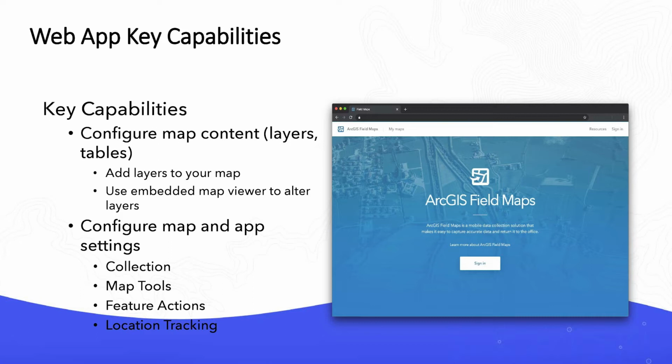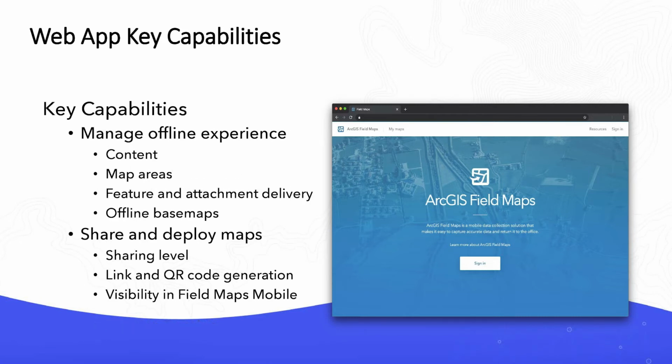The ArcGIS Field Maps web app also allows users to configure map content and configure map and app settings. It also allows users to prepare for and manage the offline experience and facilitate sharing and deployment of maps.